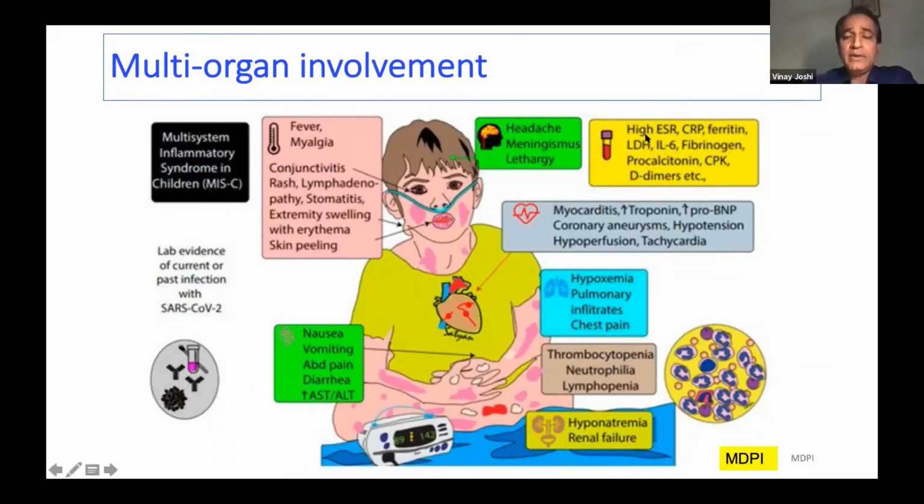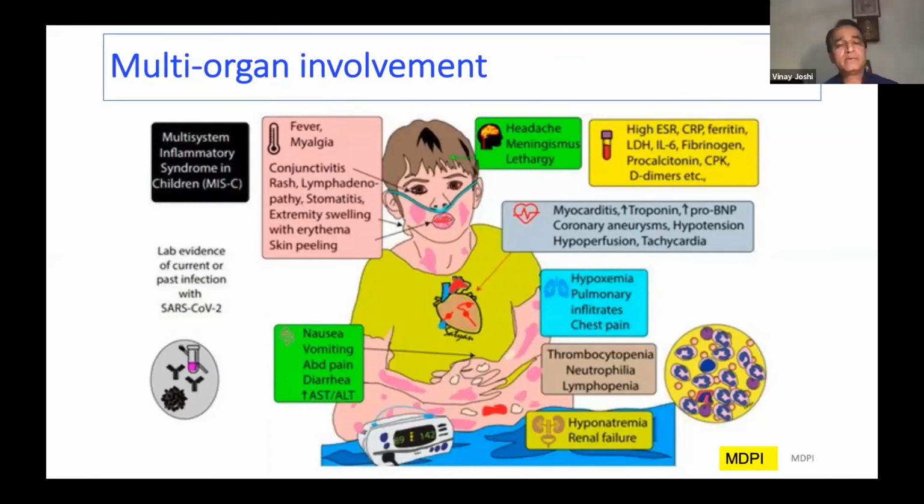See, many of them, as we discussed, have inflammatory markers, and there is lab evidence of current or past infection with SARS-CoV-2. If there is no evidence of infection, at least there will be a history of significant contact with a COVID-19 patient.